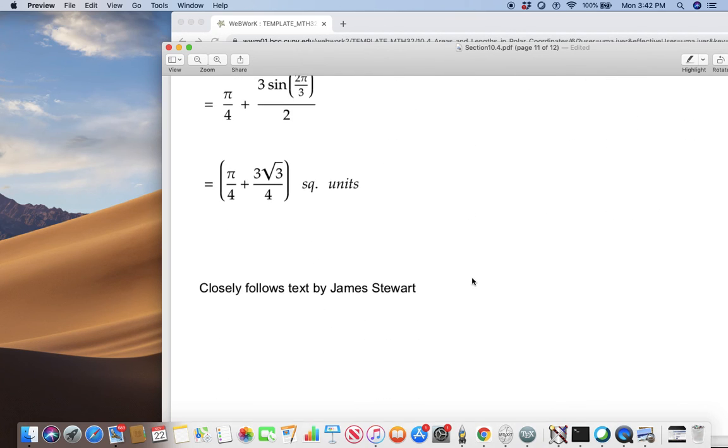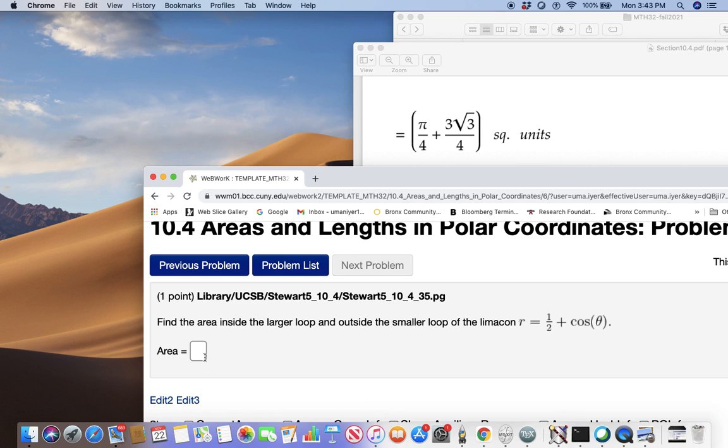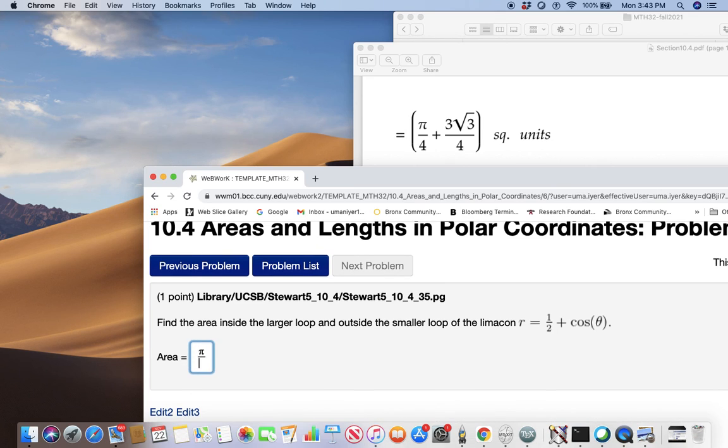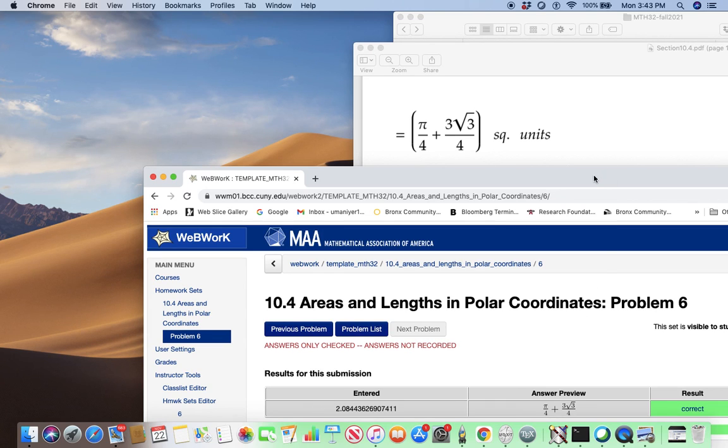Let's see whether this is correct. Pi over 4 plus 3 square root 3 over 4. Hope it works. Yes, it is correct.